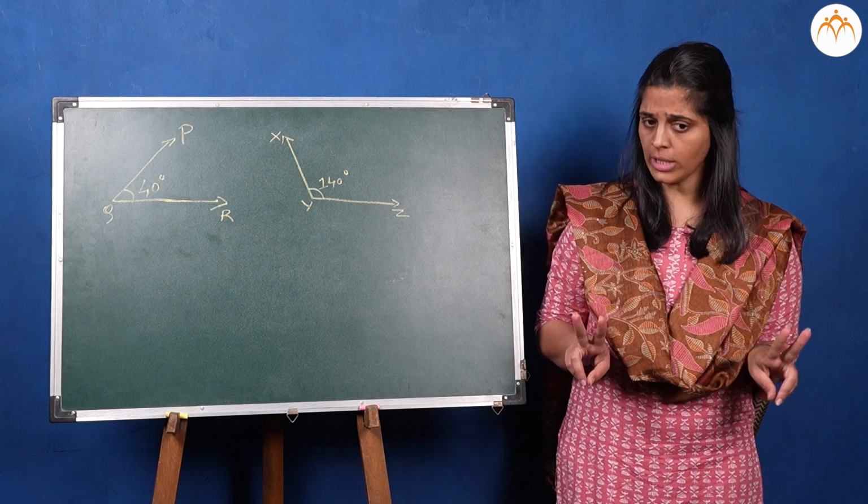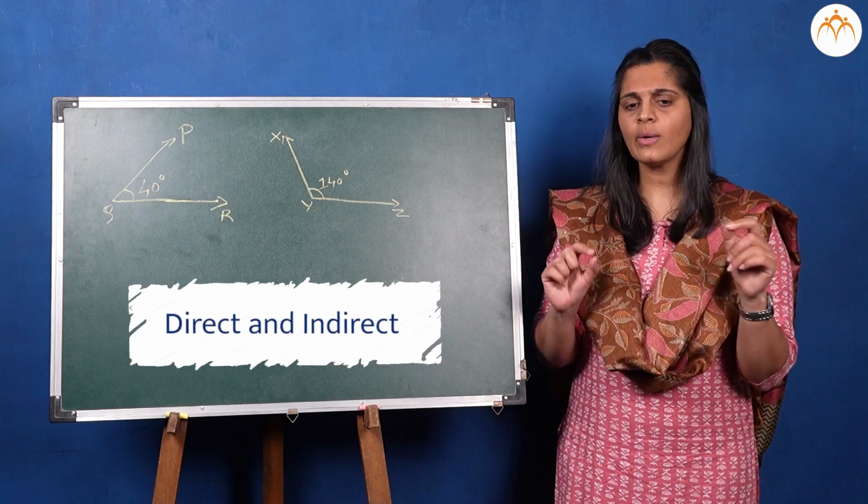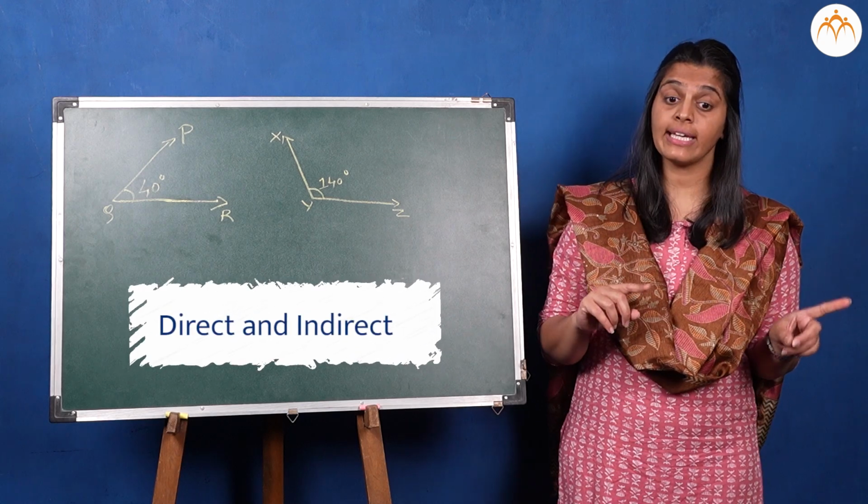Now there are two types of proofs: direct and indirect. Now let's see some examples of direct and indirect proof.